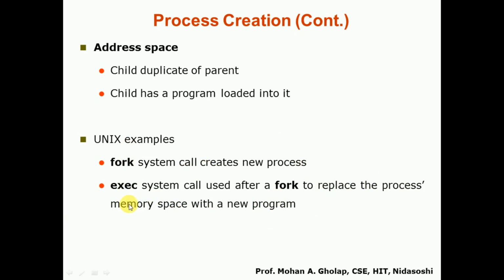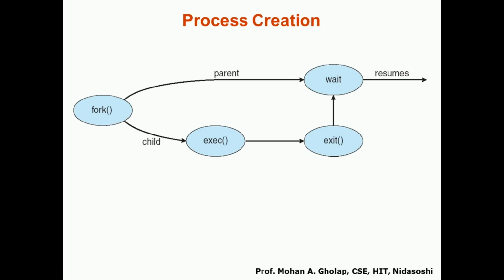But for what purpose do we create the child process? In order to accomplish a particular task, or in order to execute a particular program. So to inform the child to execute a particular program, we have to call this exec system call. The same discussion is shown here.